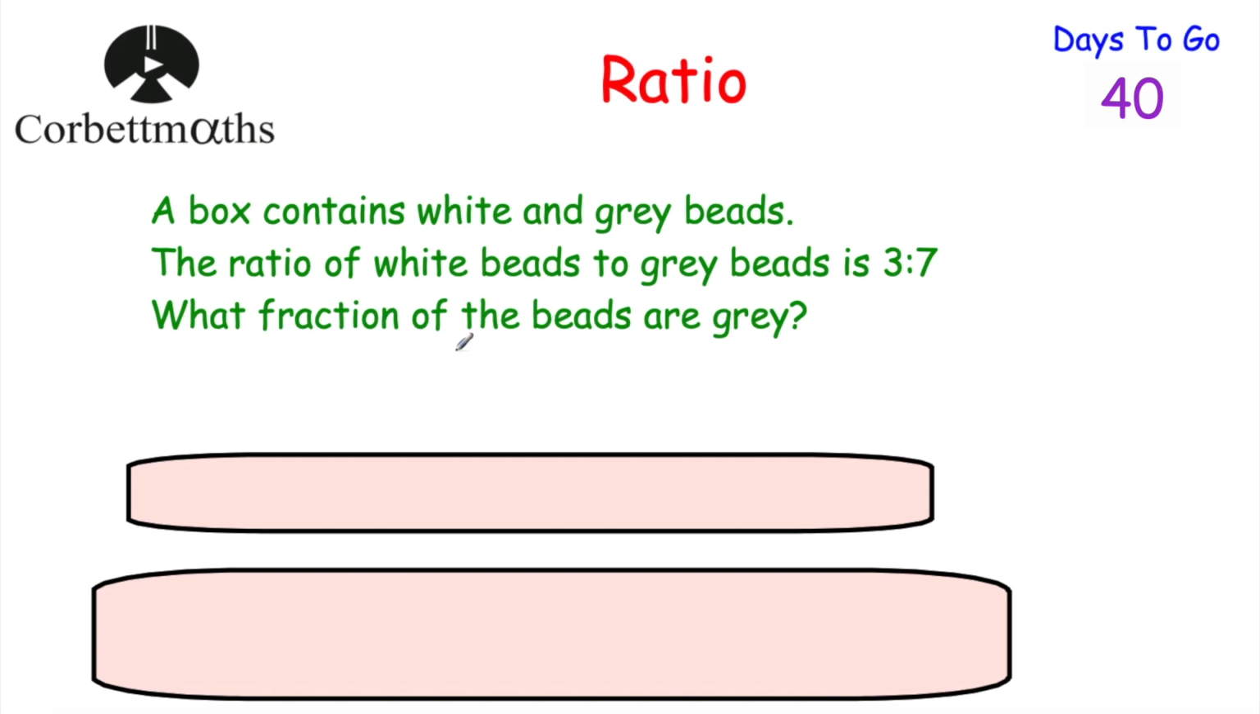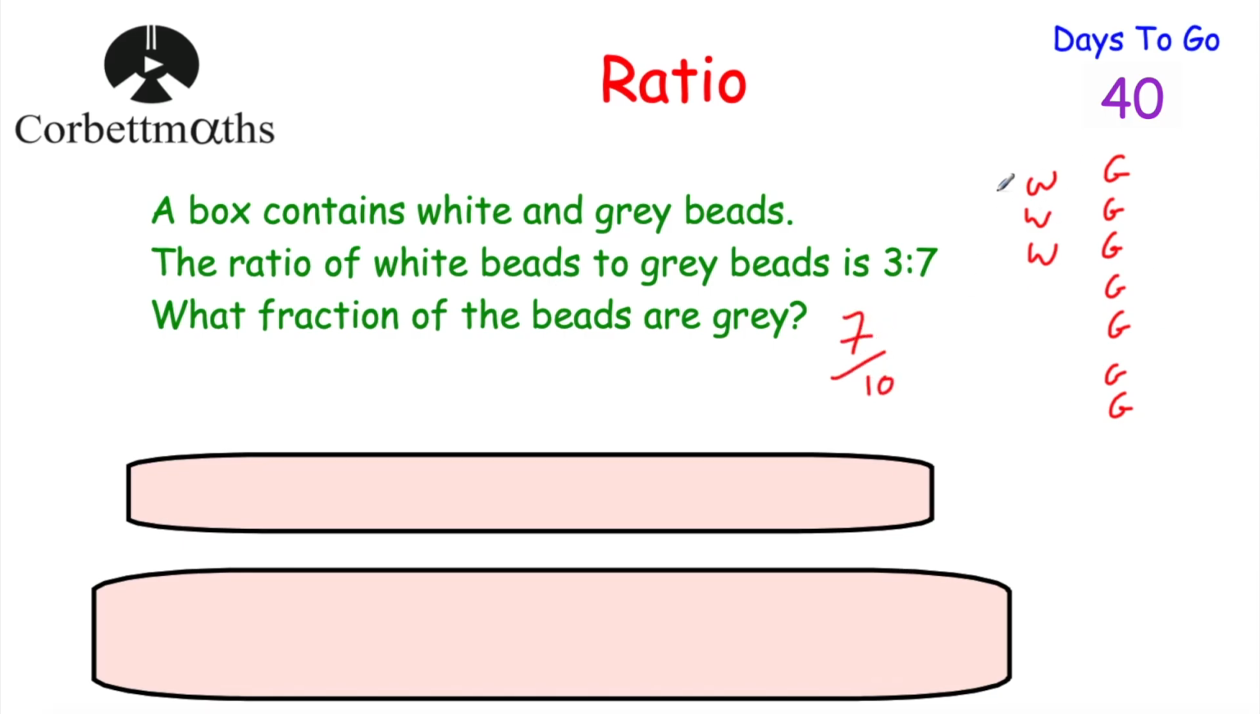And the question says, what fraction of the beads are grey? Well, if for instance there were 3 white, so white, white, white, and grey, grey, grey, grey, grey, 1, 2, 3, 4, 5, 6, 7. So if there were 3 white and 7 grey, you would find that altogether there'd be 10 beads altogether, and 7 of them are grey. So what fraction of the beads are grey? That'd be 7 out of 10, or 7 tenths.